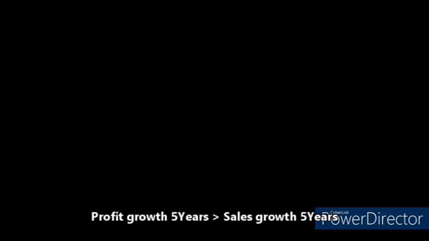Step 2. Define and calculate growth rates. You need to calculate the compound annual growth rate, CAGR, for both profit, net income, and sales revenue over the past 5 years. Step 3. Apply the new criteria. Screen for stocks where 5-year profit growth is greater than 5-year sales growth.